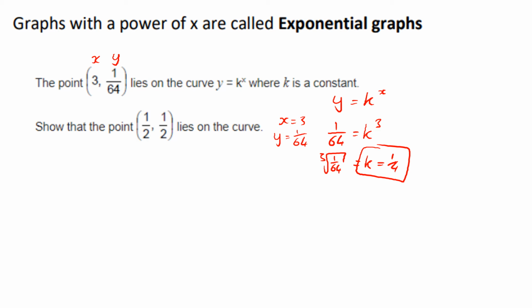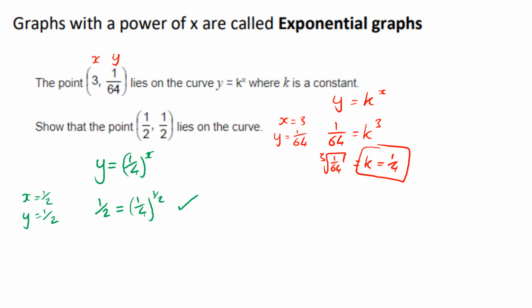So we've got this second point where it says show that this point lies on the curve. We've basically got to show it's true. So we know that this is y equals k to the power of x. We know this is y equals a quarter to the power of x because we worked that out. If we sub in x equals a half and y equals a half into that, we get that a half equals a quarter to the power of a half. And if you type that into your calculator, you can show it's true.